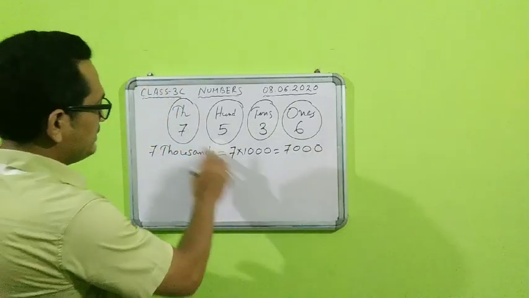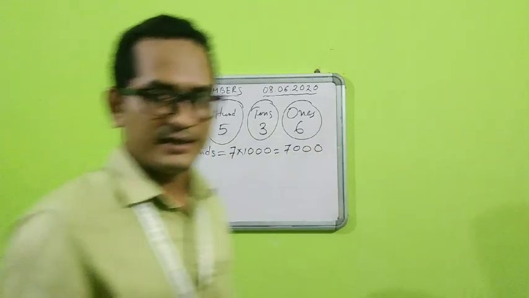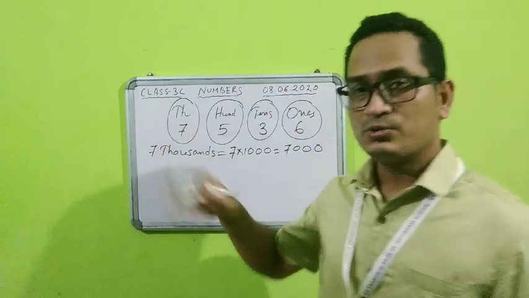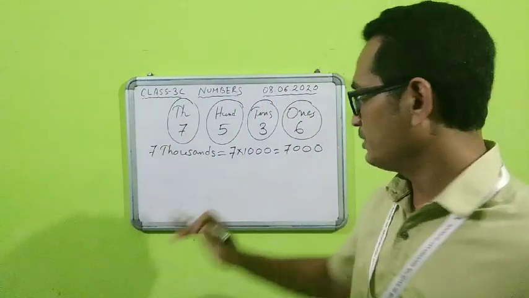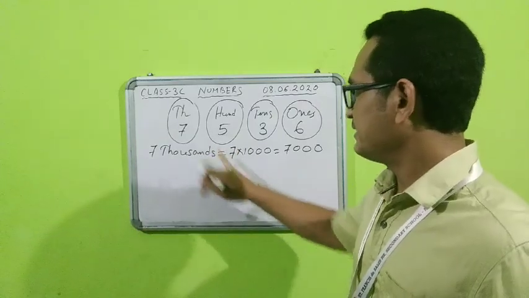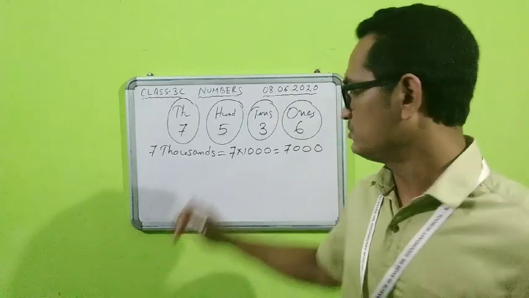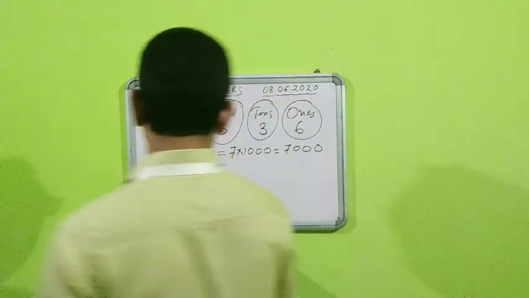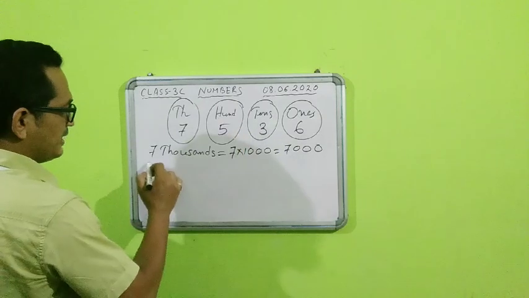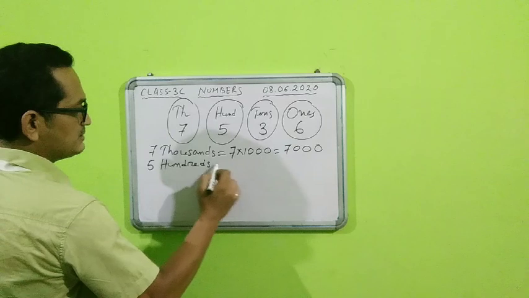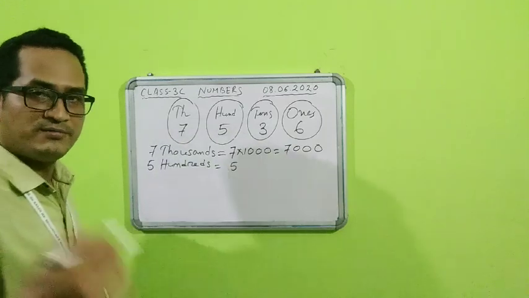That means the place where it is sitting right now is the 1000 place, and the digit is 7. So to get the place value, what do I have to do? I have to multiply 7 with the place. 7 is the digit and the place is 1000. So 7 into 1000 will give you 7000. Similarly, what is this? This is 5, and this is 5 hundreds. So how do we get the place value of 5 hundreds?